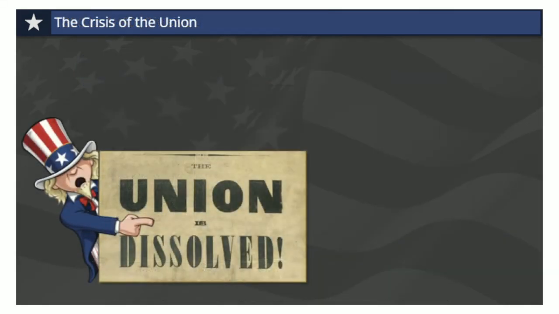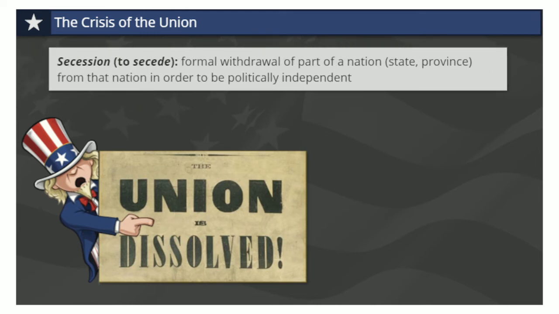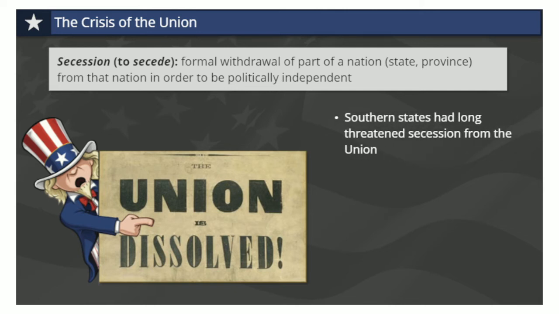Secession is a word you don't hear too often unless you're learning about the Civil War. Secession is the act of seceding, when a part of a nation, like a state or province, formally withdraws from that nation in order to be politically independent. The original 13 United States seceded from Great Britain, in a sense, during the American Revolution. Several times before the Civil War, Southern states had threatened to secede over various political controversies. Occasionally, states in the North had threatened secession as well.